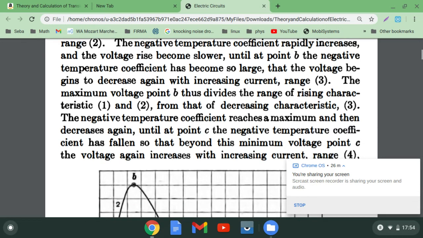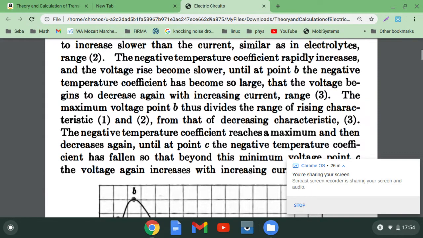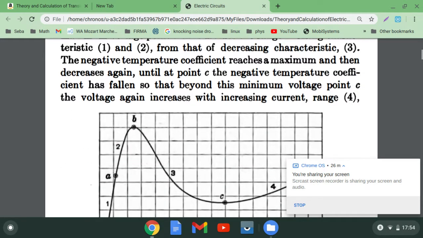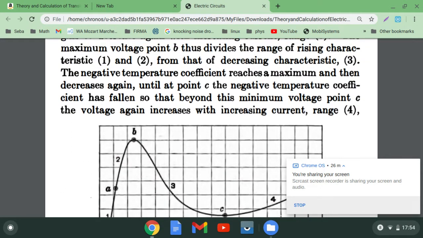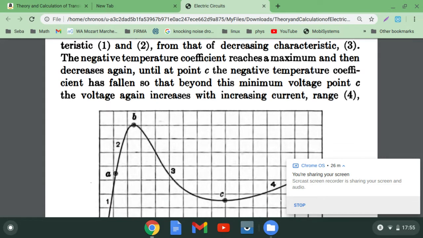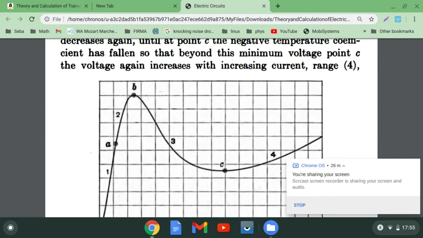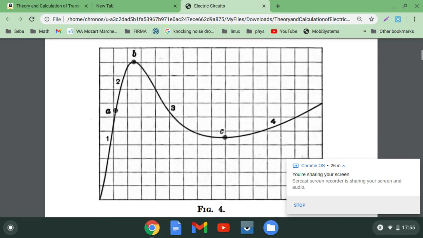The negative temperature coefficient has become so large that the voltage begins to decrease again with increasing current, range 3. The maximum voltage point B thus divides the range of rising characteristic, 1 and 2, from that of decreasing characteristic, 3. The negative temperature coefficient reaches a maximum and then decreases again until a point C. The negative temperature coefficient has fallen so that beyond the minimum voltage point C, the voltage again increases with increasing current, range 4.